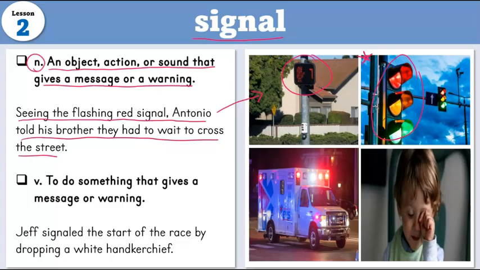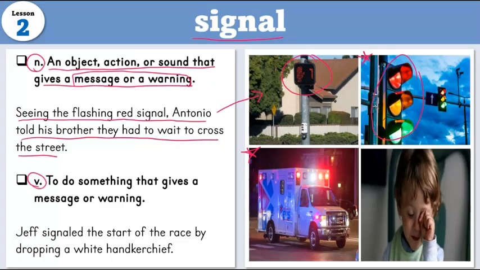But a signal is also something that can give you a message or a warning. So think about an ambulance. When you hear the sirens of an ambulance, it is a signal. It's a warning that you need to stop or slow down so that the ambulance can go by.